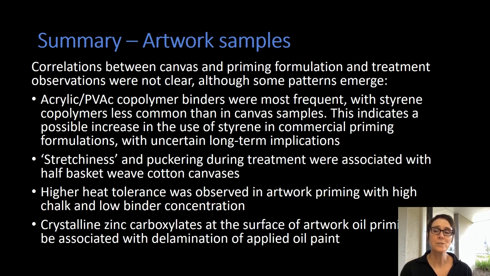Other observations were that higher heat tolerance was observed in artwork priming with a high chalk content. Stretchiness and puckering during treatment were associated with half basket weave cotton canvases. And crystalline and amorphous zinc carboxylates at the surface of artwork oil priming may be associated with delamination of subsequently applied oil paint.